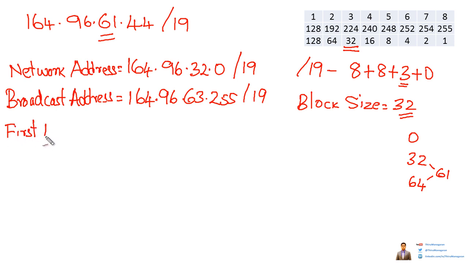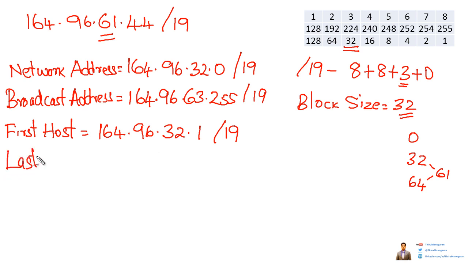So what's the first host here? The first host is 1 plus the network address, so 164.96.32.1 with a 19-bit mask. What is the last host here? The last host is one before the broadcast, so 164.96.63.254 with a 19-bit mask.